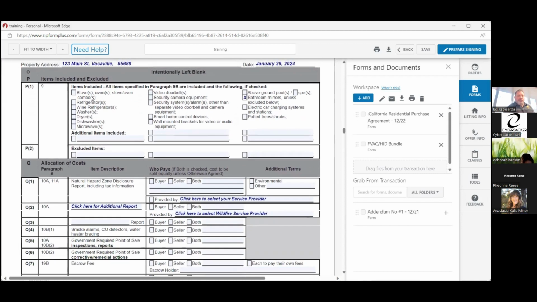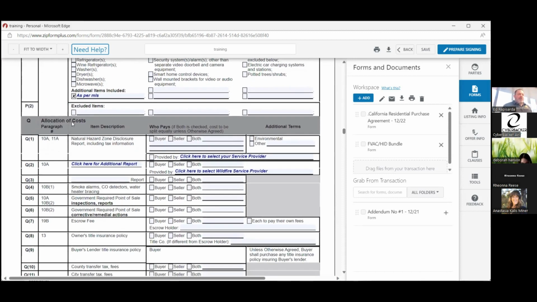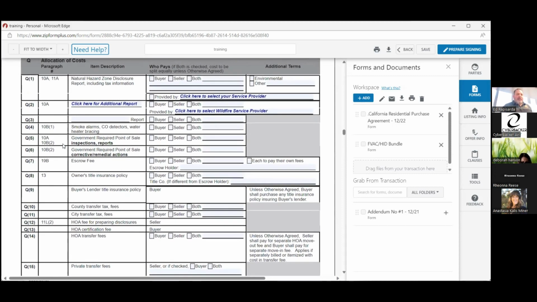All right, 3P, items included or excluded. Here's where you're going to include all that. One of the things that I always do is I will generally say as per MLS, making sure that if they state something in the purchase agreement, it's going to be conveying. Stoves generally will convey. Do refrigerators usually convey with the sale? No, Parker, I'm sorry, I was agreeing with you. The refrigerators are negotiable. Washers and dryers are generally negotiable, but they don't automatically transfer. Any item specifically excluded, state here, and then allocation of costs.